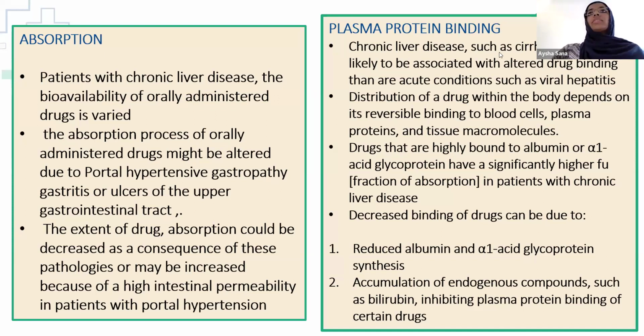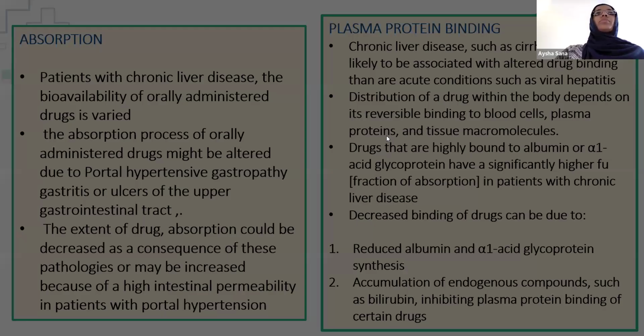Next concept is plasma protein binding. Chronic liver disease such as cirrhosis is more likely to be associated with altered drug binding than an acute condition such as viral hepatitis. Distribution of the drug within the body depends on its reversible binding to blood cells, plasma proteins, and tissue macromolecules. Drugs that are highly bound to albumin or alpha-1 glycoprotein have a significantly higher free fraction in patients with chronic liver disease. Decreased binding of drugs can be due to reduced albumin and alpha-1 glycoprotein synthesis, and accumulation of endogenous compounds such as bilirubin, inhibiting protein binding of drugs.